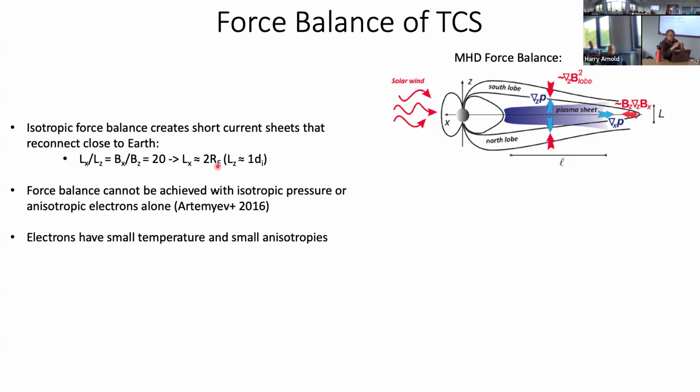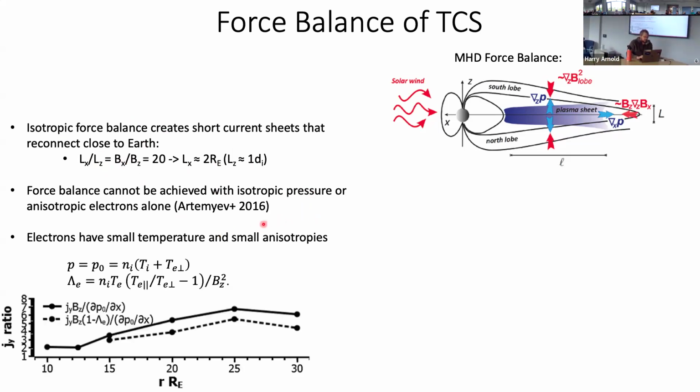We know that it goes out at least 10 times as far, if not more. So there's some issue with the isotropic force balance. It can't just be achieved with isotropic pressure. And in fact, Artemiev in 2016 tried to resolve this with electron anisotropies.